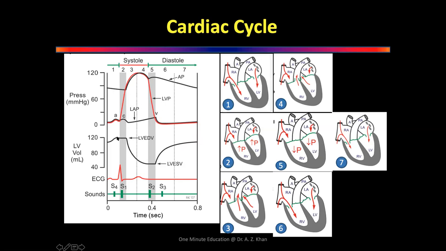What is this point called, wherever I'm pointing? This arrow, where is the arrow pointing? Left ventricular end diastolic volume, yes. And what is this arrow? This will be the left ventricular end systolic volume. So the difference between this point and this point is what? Will it be the stroke volume or the ejection fraction?